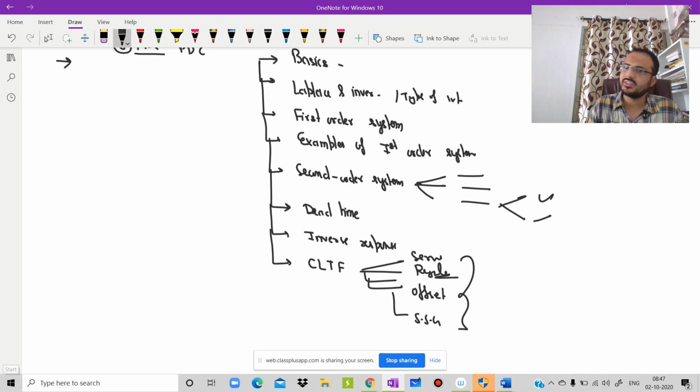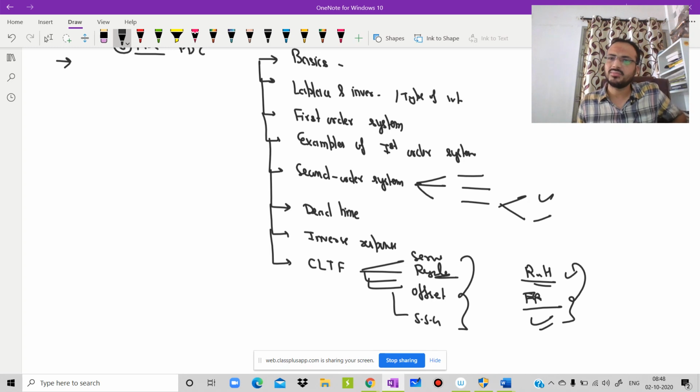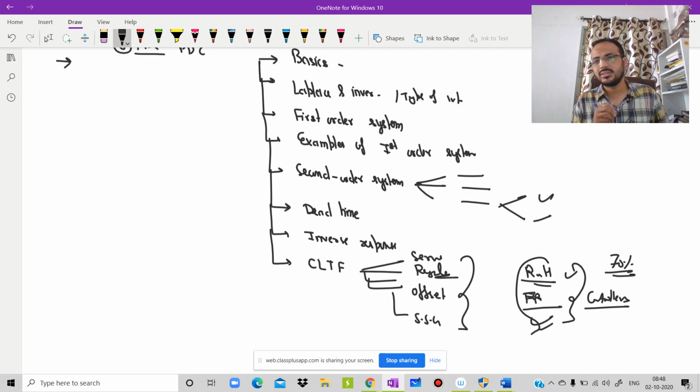Now, from next class onwards, we will discuss Routh stability criteria, Routh array, then frequency response analysis, then tuning methods. I hope in next week, most of the syllabus will be finished. Nearly 70% of your syllabus is finished. Now we will start with the controllers in the next class. Is it clear? I hope you enjoyed this session also.